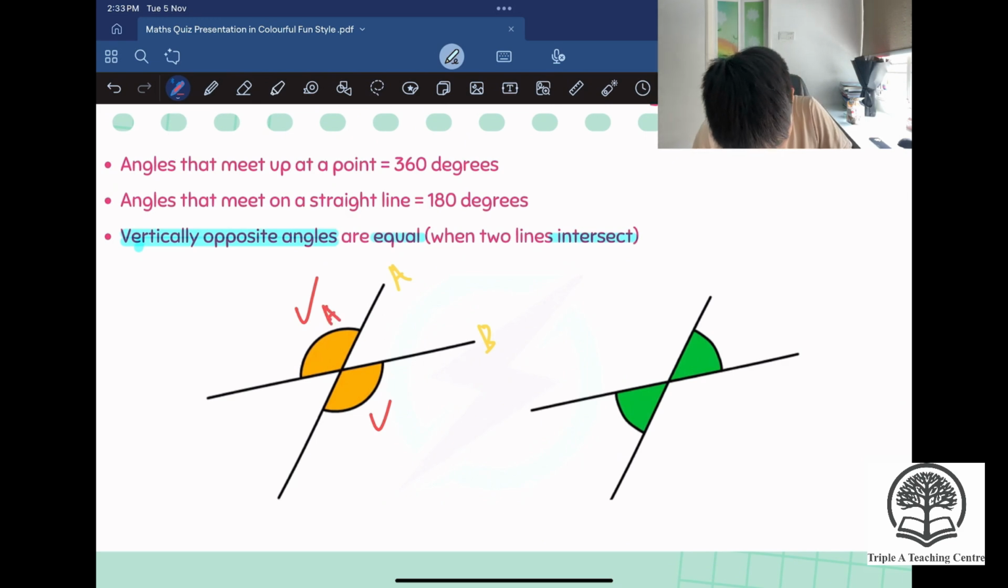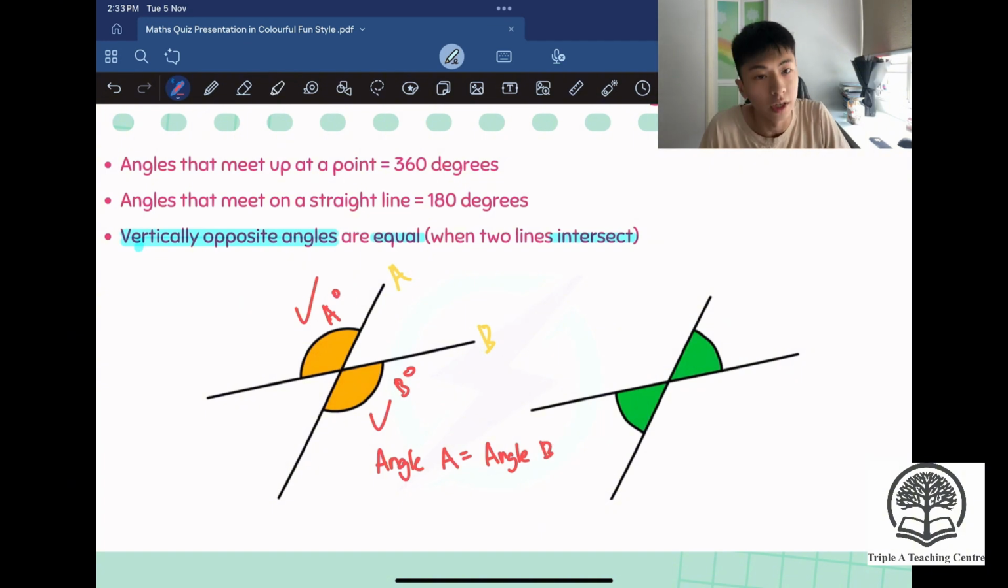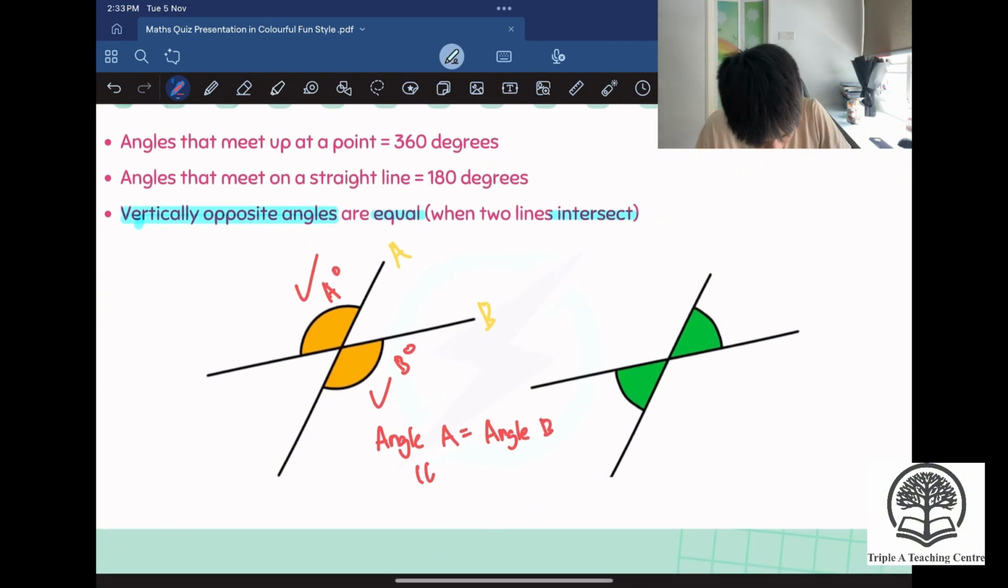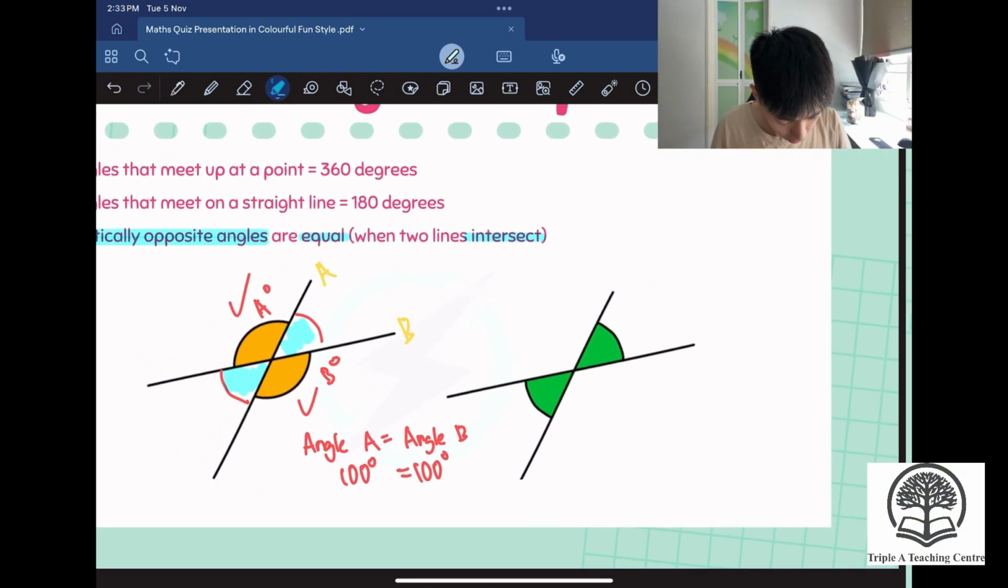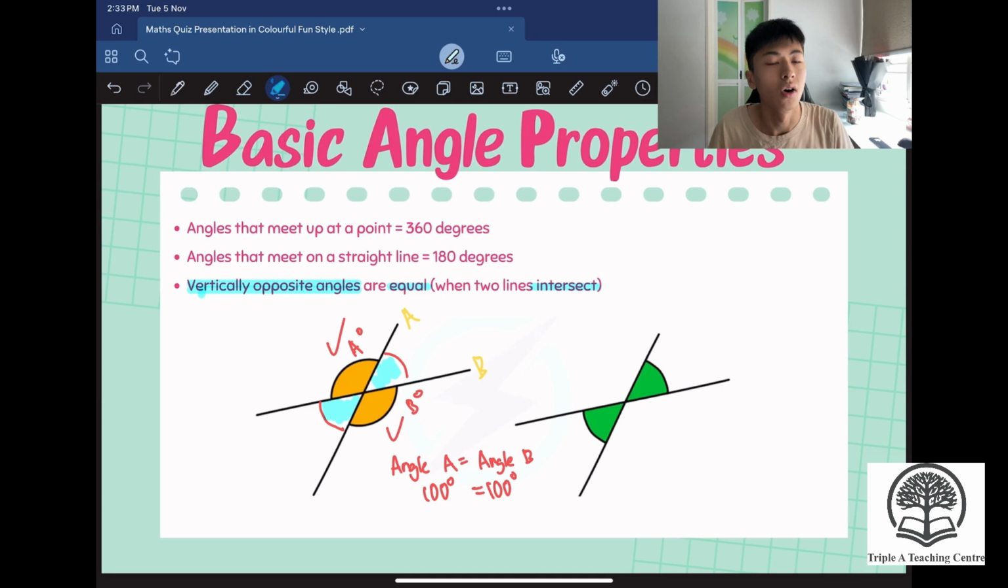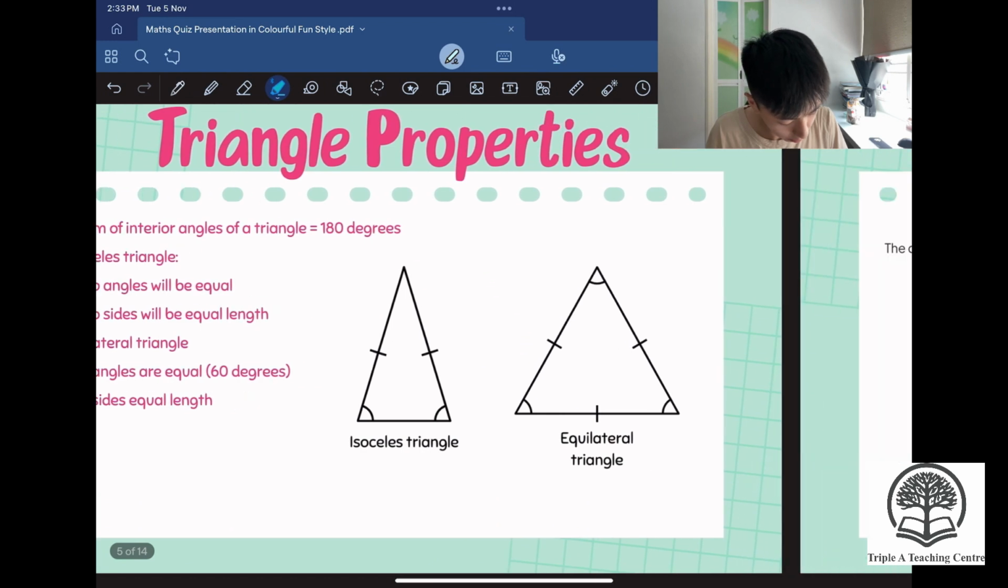So let's say this is angle A and angle B. Angle A is equal to angle B. So if angle A today is 100 degrees, then angle B will be 100 degrees also. It goes the same for the left and right angles too. These 2 angles will also be equal, because they are also vertically opposite to each other. Get that? If you still don't understand what I meant just now, or it sounds too confusing, never mind. I have an example coming up.